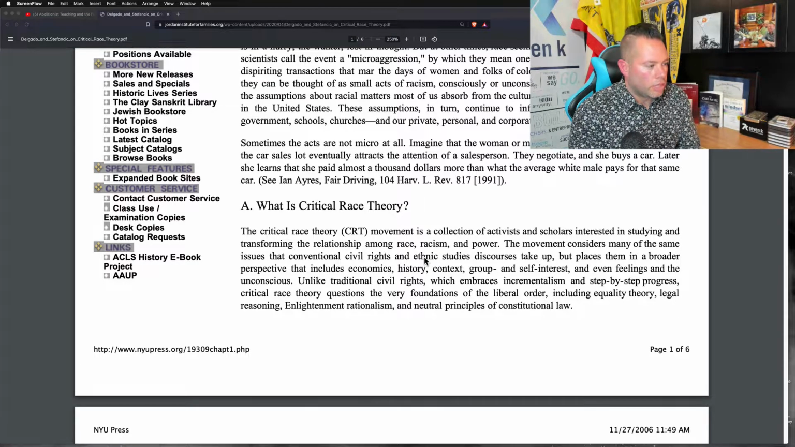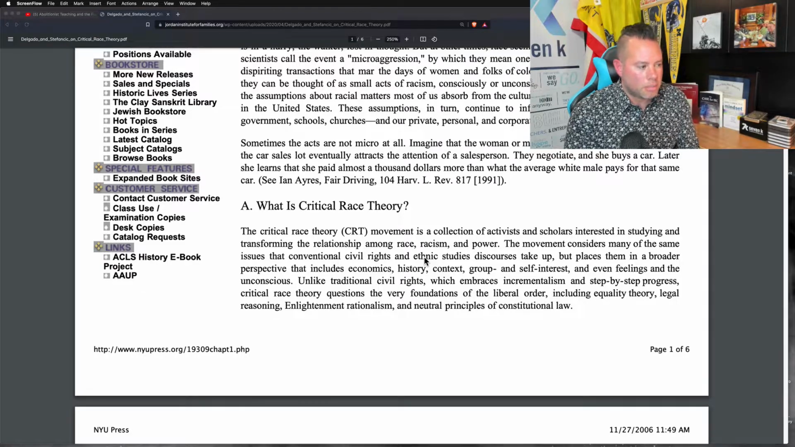So the critical race theory, CRT movement, is a collection of activists. That's the first thing you have to understand about critical race theory: it has an activist element. In fact, it's not even a critical theory if there is no activism. It seeks to spread this to other people, so it's definitely very political in its organization. It's a collection of activists and scholars interested in studying and transforming the relationship among race, racism, and power.